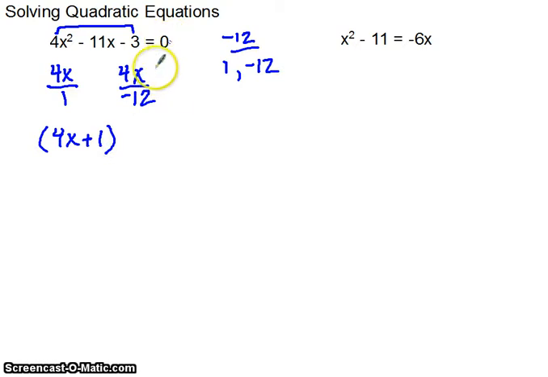This one over here does reduce, so we need to reduce it. They're both divisible by 4, so the 4 cancels out, and the 12 divided by 4 becomes a 3. So that's x minus 3. And now that's ready to go into the parentheses. And then to finish off solving the quadratic, we just set each one of these equal to 0.